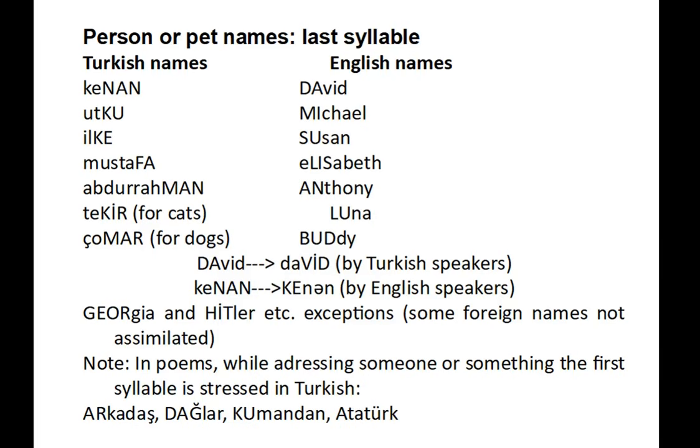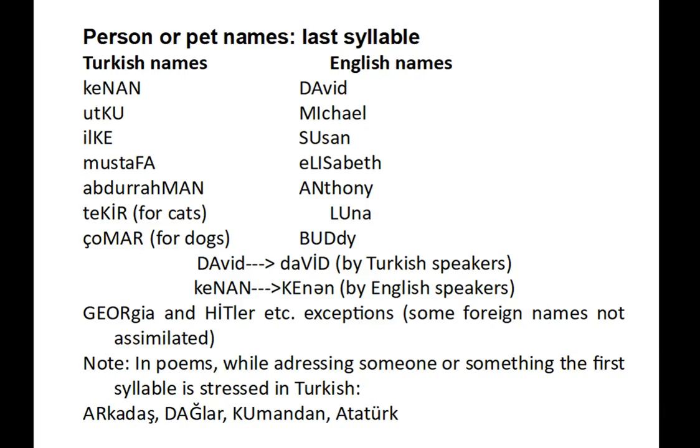And what about some exceptions, like Georgia and Hitler? We use them in Turkish. These foreign names are not assimilated in Turkish yet. So normally they are supposed to be pronounced with the last syllable stressed, but we don't do that. We say Hitler, Georgia. Note, in poems especially, while addressing someone or something, the first syllable is stressed in Turkish.